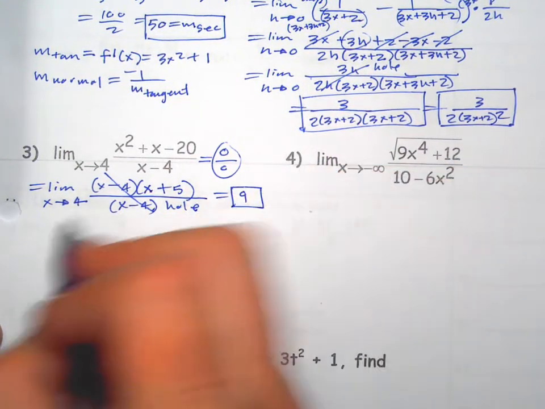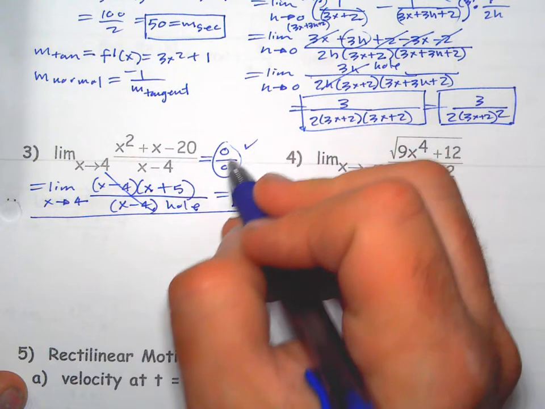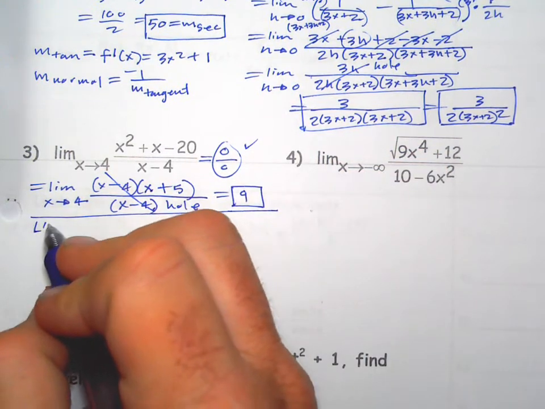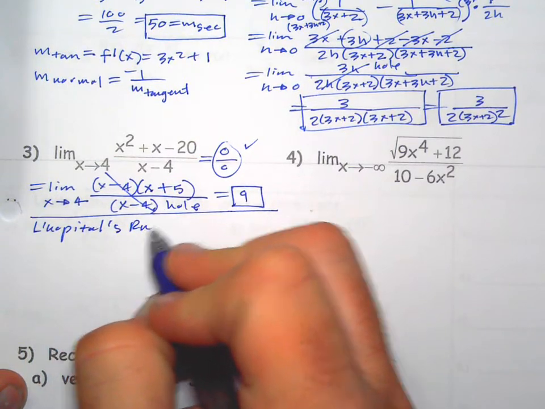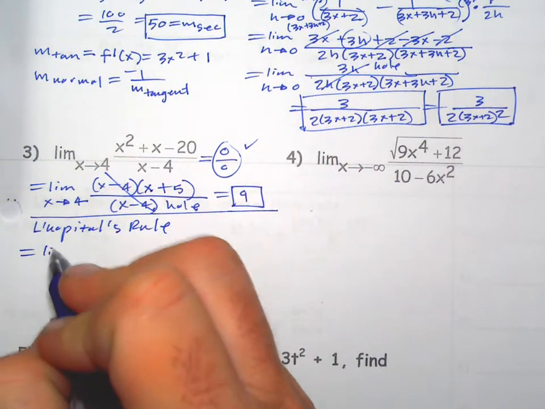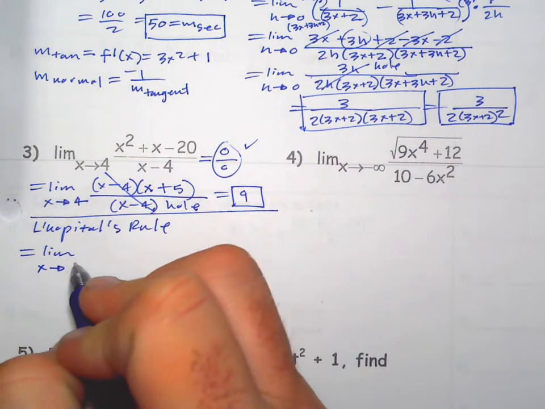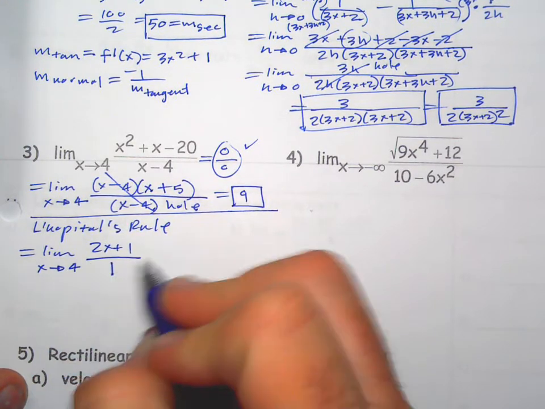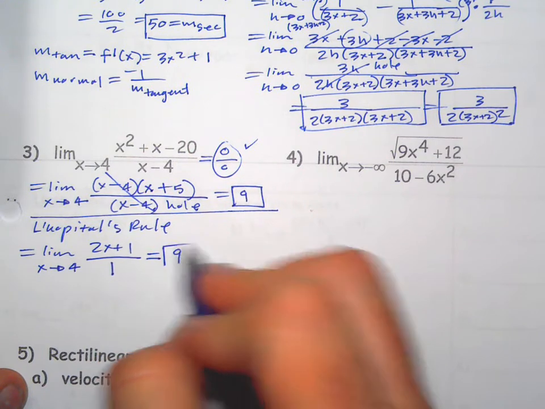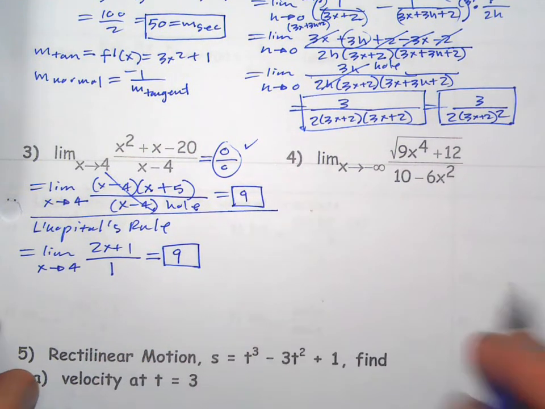I'm also going to ask you to do this with L'Hopital's rule, which you have to show this first in order to be allowed to use L'Hopital's rule. And so it's going to equal the limit as x approaches 4, still have the limit of the derivative of the top over the derivative of the bottom. Plug 4 back in, get the answer, 9. Same answer, that's good.